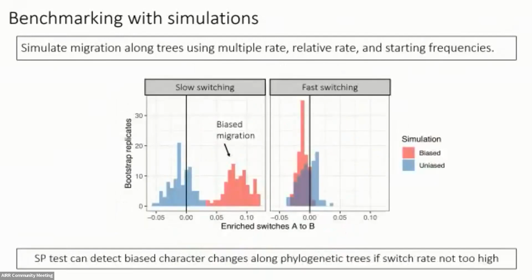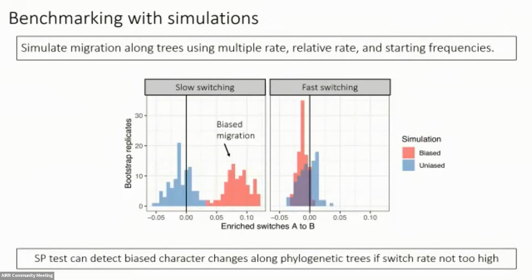So to determine whether the SP test worked and under what parameter space it worked well, this is a representative example of our results. On the left, we have our results from slow switching, and we can see that with biased migration, we have a very clear positive bias in this distribution, which is what we would expect from the method. And if we have unbiased switching, we have a zero-centered distribution. So this indicates that the method correctly differentiates biased and unbiased switching if the switching rate is not too fast.